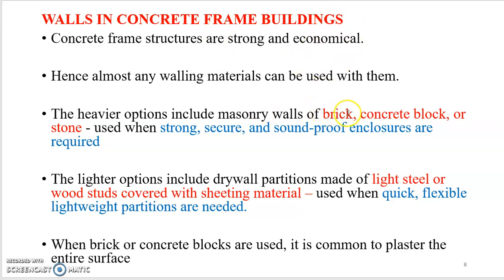So we can use any of the materials like brick, concrete block, stone. Stone is mainly used when we require strong, secure, and soundproof enclosures. Lighter options include drywall partitions made of light steel, or wooden studs covered with sheeting material, which are flexible, lightweight partitions. They are also constructed as per needs. And when brick or concrete blocks are used, it is common to plaster the entire surface.